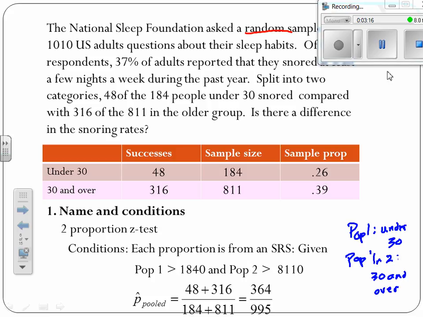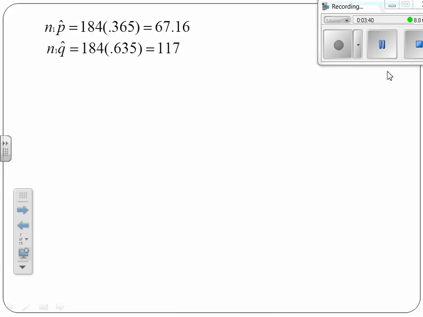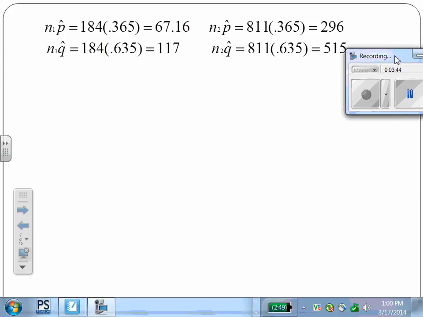Now to get that third condition, here's how we do the pooled, right? The x values in our calculator, those are our x values when we go to the test. We're going to add up 48 and 316. That's what's here. And then go ahead and total your sample sizes. So our p pooled value here is 0.365. Let me erase that so it's out of our way. So that's what we're going to use to check our np and nq values.